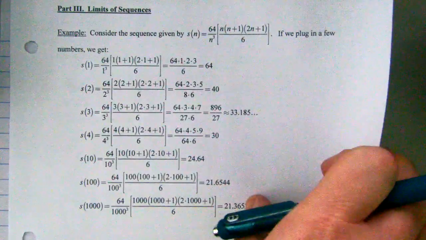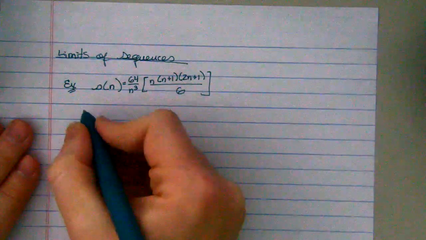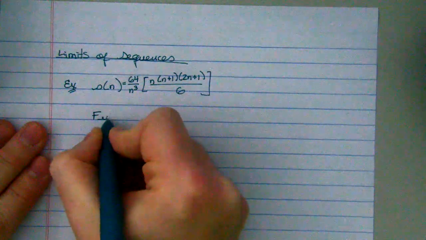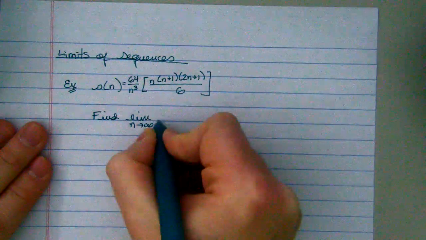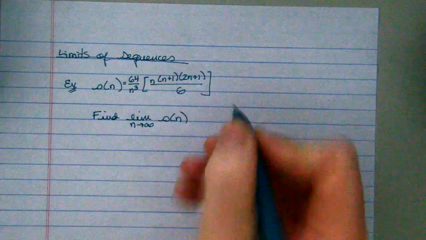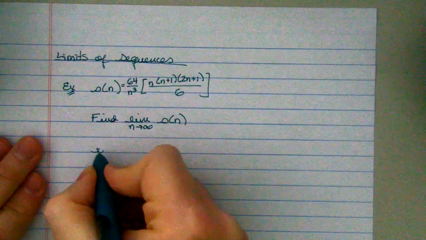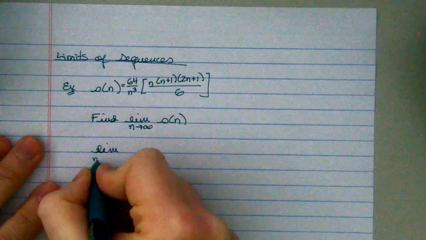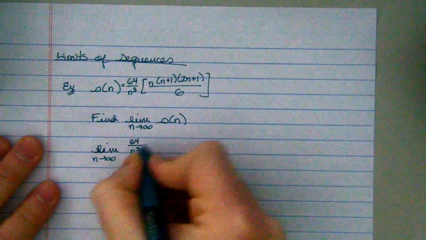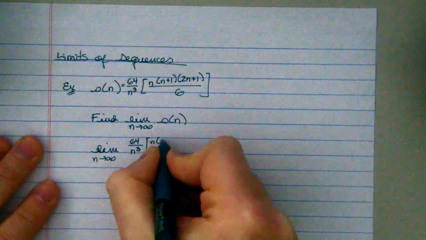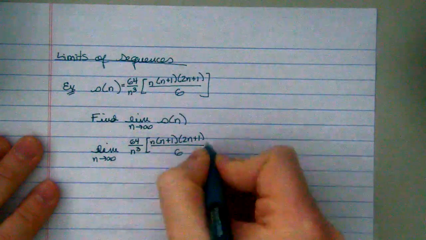Well, hopefully that sounds a little bit like a limit to you. All I want to do here is find the limit as n approaches infinity of that sequence formula of S of n. Well, that means I want to do the limit as n approaches infinity of 64 over n cubed times n plus 1 times 2n plus 1 over 6.